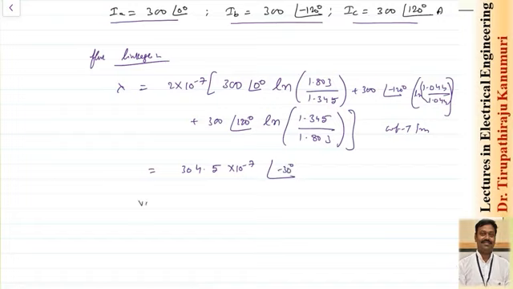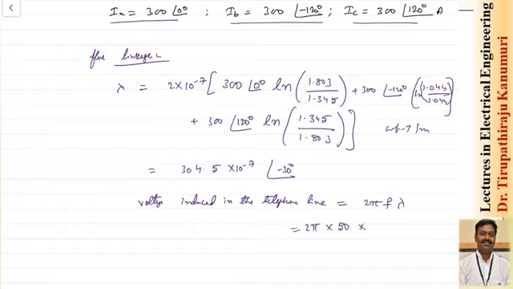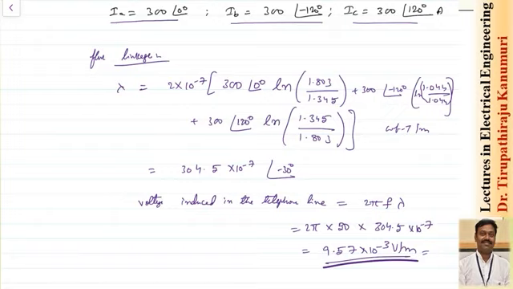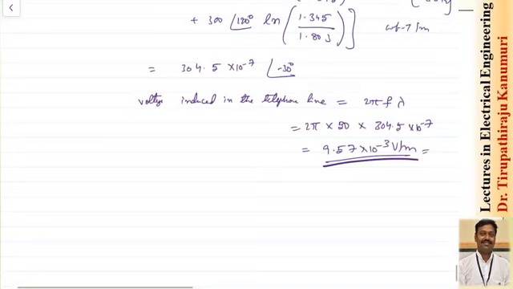Now the voltage induced in the telephone line will be 2 pi f into lambda. This will be equal to 2 pi into your supply frequency, 50, into the value of the flux linkages we got, 304.5 into 10 to the power of minus 7. This will become equal to 9.57 into 10 to the power of minus 3 volts per meter. You can see per unit length you are getting 9.57 into 10 to the power of minus 3 volts per meter. Like this the voltage will be induced in the overall transmission line.